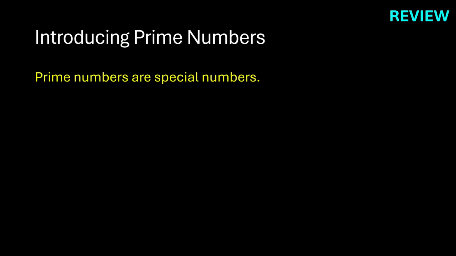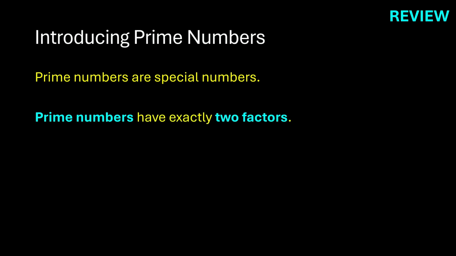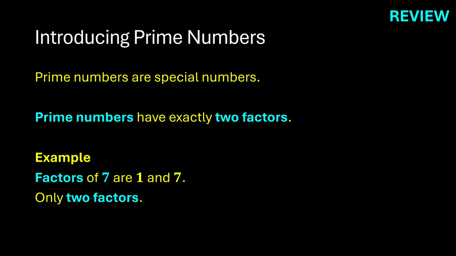Prime numbers are special numbers. They have exactly 2 factors. So, for example, factors of 7 are 1 and 7. 7 can only be divided by 1 and itself. That makes 7 a prime number.